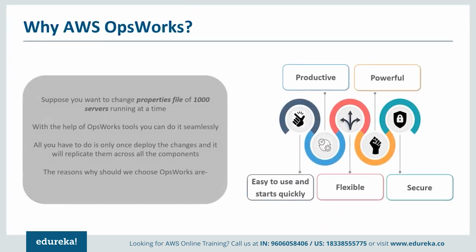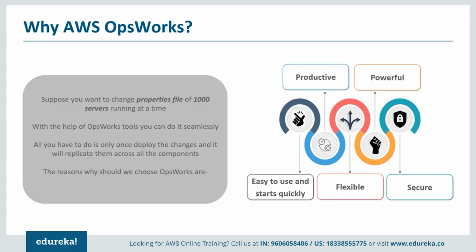Now, when you talk about AWS OpsWorks, let's consider this example. Suppose you have thousands of servers running at a time, something that I talked about a while ago, as in you might be required to work with a number of servers. Suppose you have somewhere around 1,000 servers, and you are made to deal with changing the properties of certain files on these servers. If you do it manually, there would be a lot of laborious activity involved in this task.